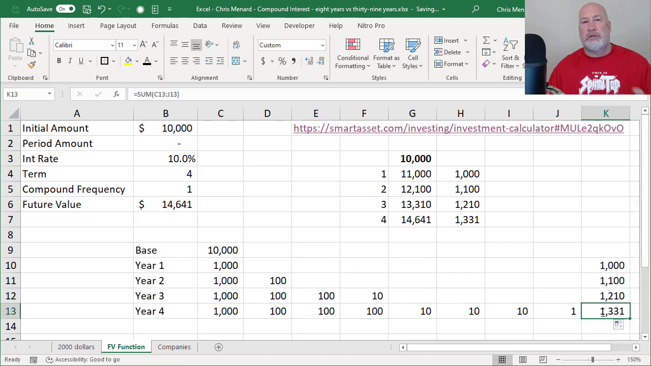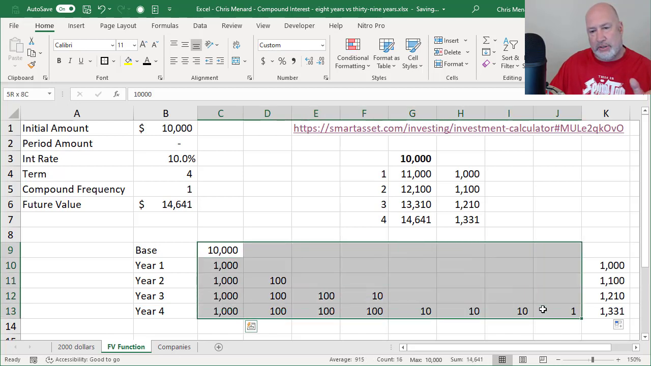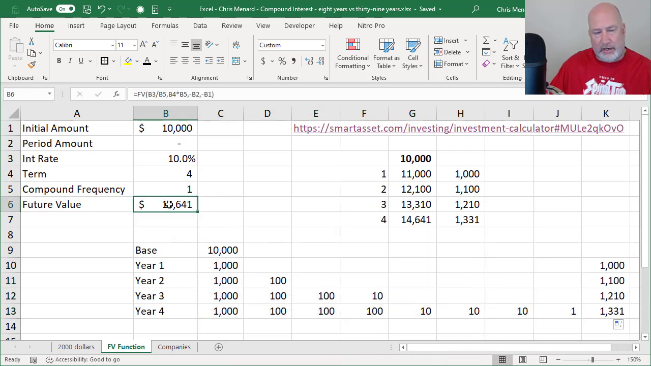$1,331 in interest for year four. So simple interest in this example would have given me $14,000, but compound interest totals up to $14,641, which is right over here that I proved with the future value function, and is right here that I just did the math on.